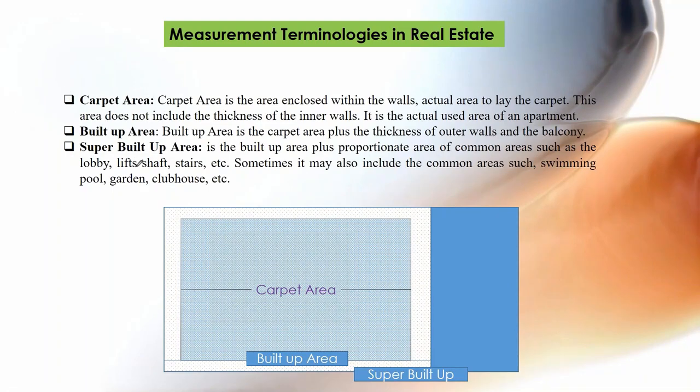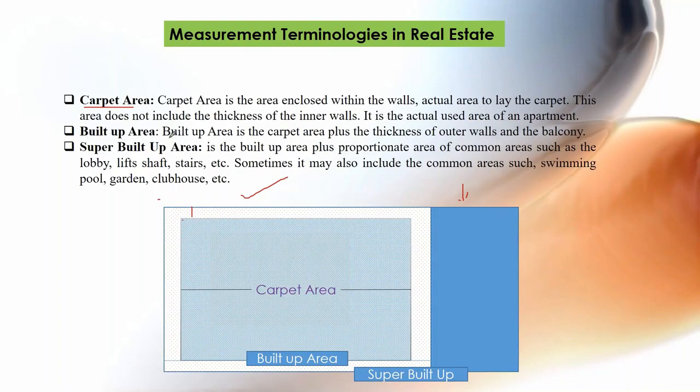India and US also. So carpet area is the area enclosed within the walls, the actual area to lay the carpet. This area does not include the thickness of the inner walls. It's the actual usable area of an apartment. So let's say this is the apartment, and this is the lobby area, for example. Here, these are the walls. Whatever area where I can lay the carpet, that is my carpet area, which I can use exactly.